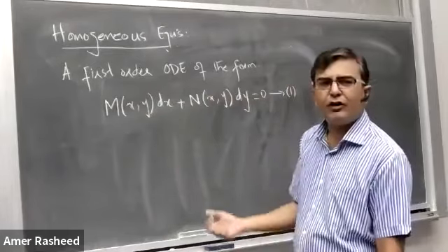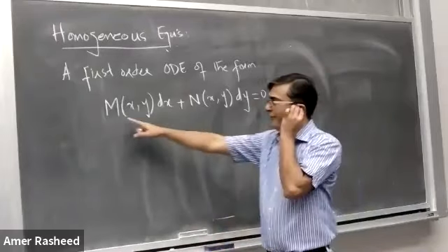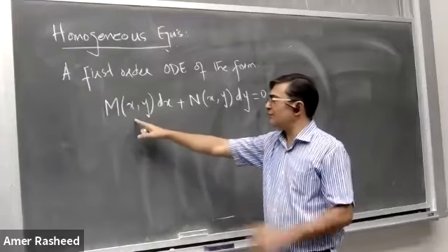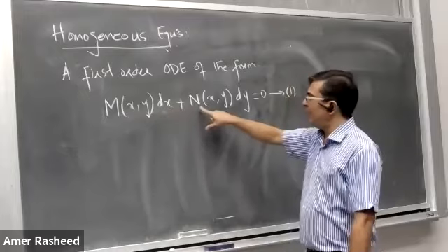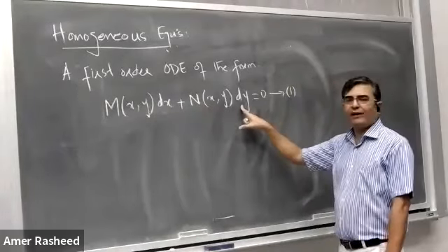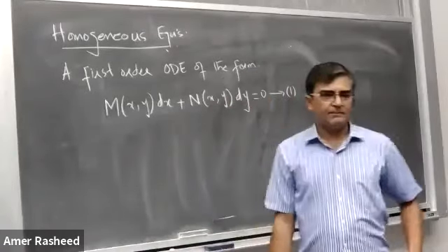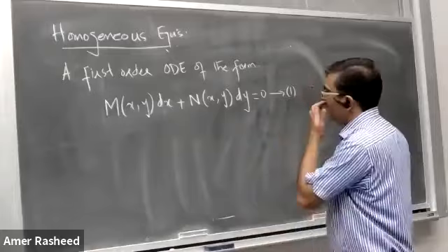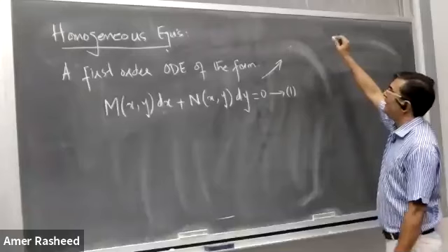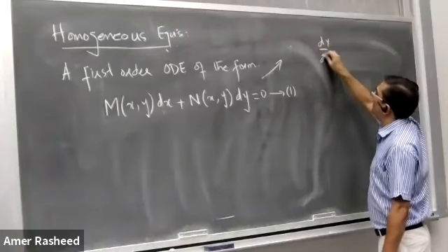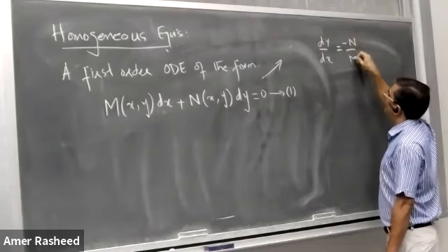Now this could be the form of a first order differential equation where M of x,y is some function of x and y. It is basically the coefficient of dx, and N of x,y is the coefficient of dy, equal to 0. If we simplify it, we will simply get a first order ODE. How can we obtain it from here? We take this thing to the right hand side and we divide it. Here we get negative N over M.